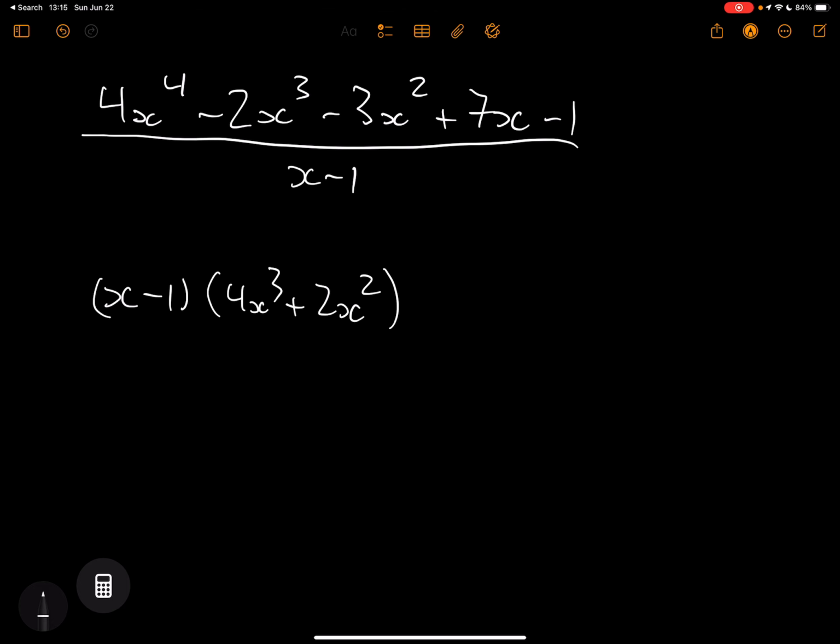This gives us 4x to the 4 minus 2x to the third, which is the same as the numerator. But then we have a minus 2x squared. Now we take this and we subtract it off our original numerator, and what do we get? Well, we get negative x squared plus 7x minus 1.